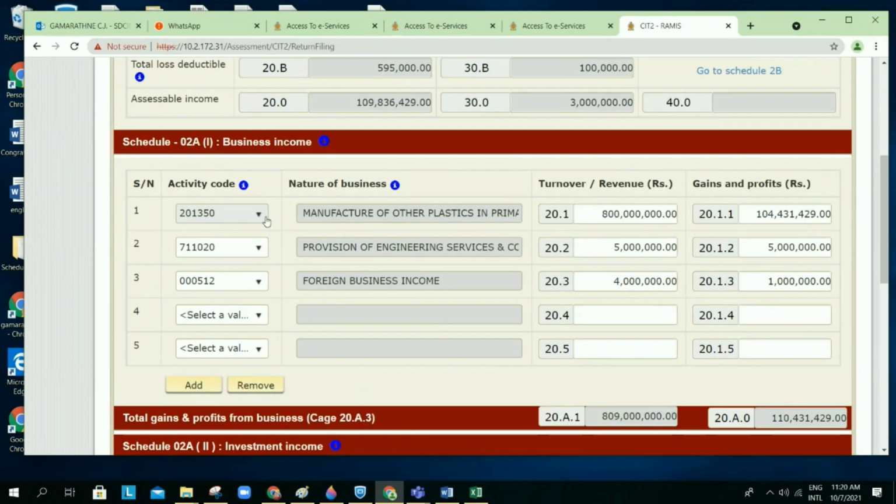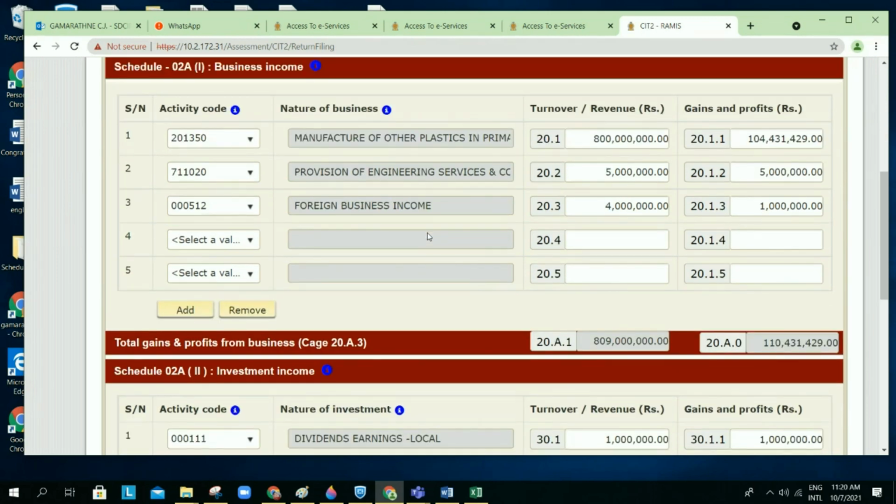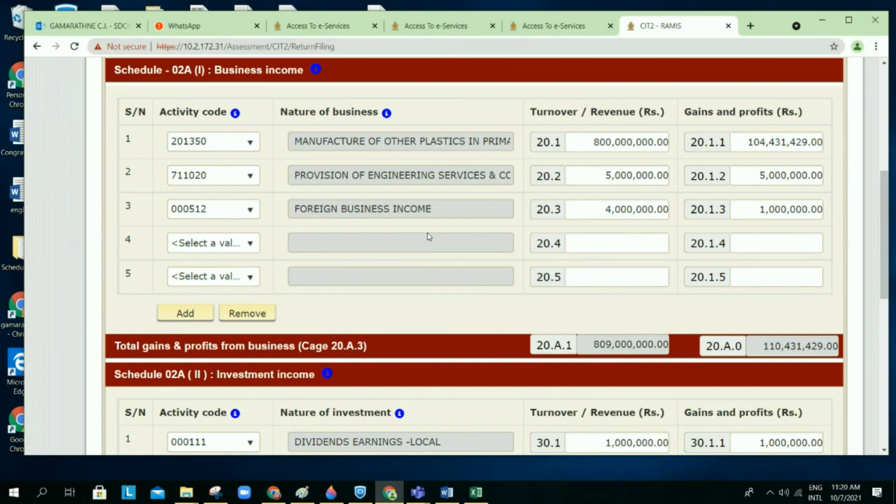Then it is reflecting on the same page under schedule 2A, right? Based on our previous tax computations, we already identified what value we have to mention here. We separated our profit and gain based on the activity code, right? You have to enter the activity code here, and this company's main activity code is 201350. Once it is identified, the nature of the business is automatically reflected.